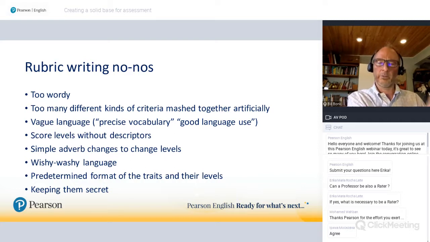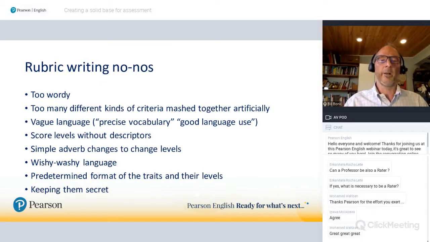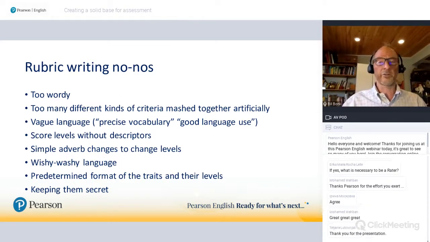So you probably have to have definitions of these, but if you have like a half a page definition of precise vocabulary, you've already lost the battle. Those raters will not pay attention to it. So be very wary of vague language and try to write things that are really specific and observable in the performance. I would also be careful of the first thing I showed you, of those score levels without descriptors. The 1 to 9 scale of accentedness with no descriptors from 2 to 8. That's very, very subjective and difficult for raters to use.